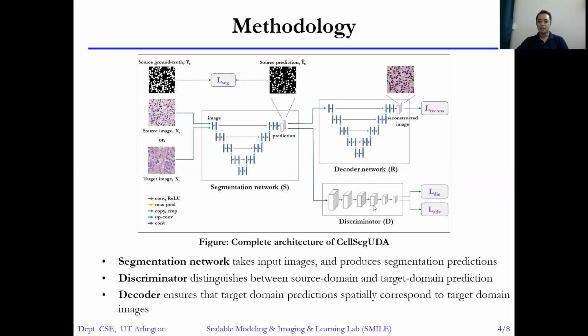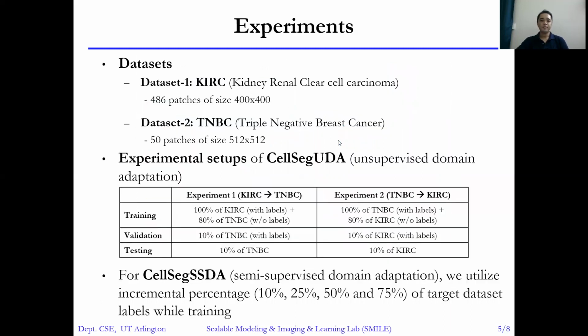Then the discriminator module tries to distinguish between source domain predictions and target domain predictions. And the discriminator uses cross entropy loss. And finally, the decoder module ensures that the target domain predictions especially correspond to target domain images. While training, we use reconstruction loss in the decoder network.